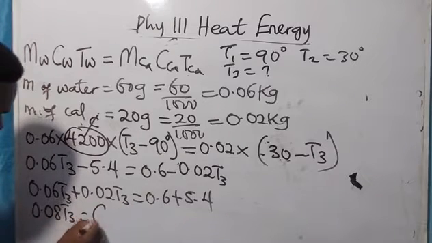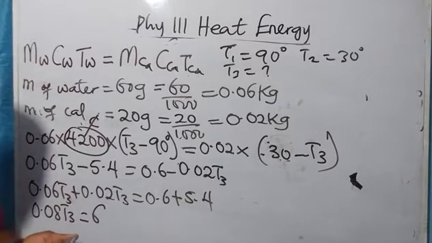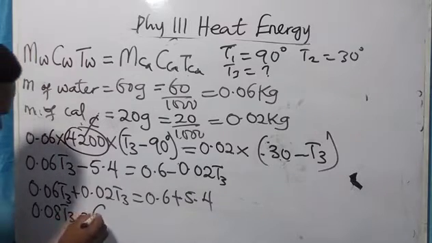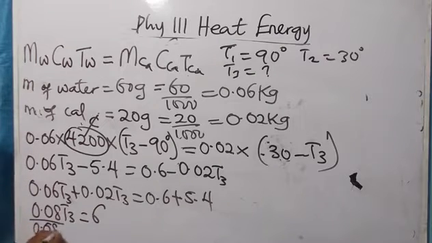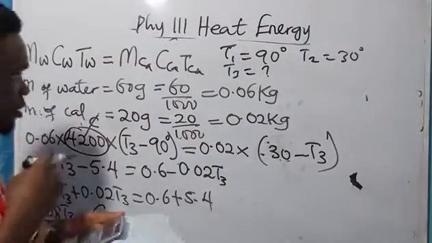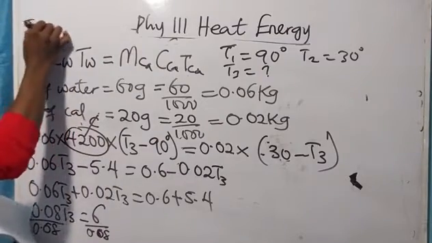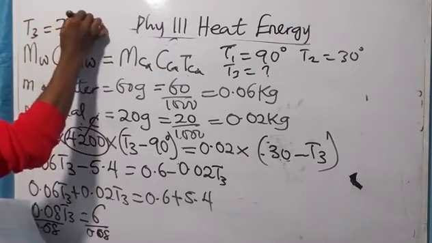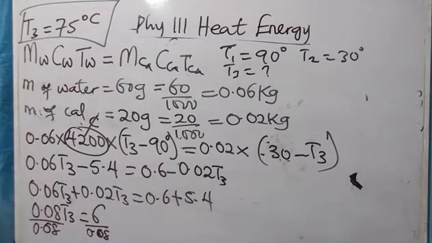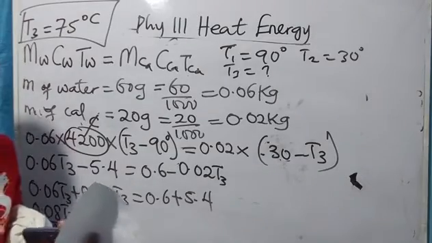This should be 6 if I'm not mistaken. 0.6 plus 5.4, yeah, that will give me 6. So divide both sides by 0.08. So from this place, that means that our T3 equals 75 degrees Celsius, all right? So which means that our final temperature from the question is what? 0.5 degree Celsius, all right?